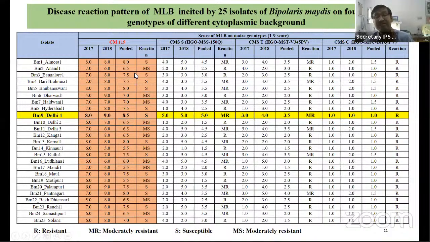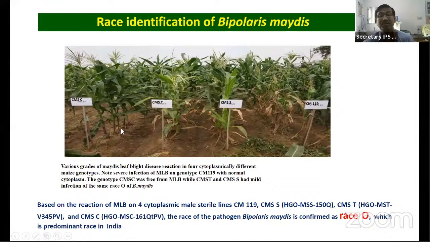And here you can see the very, very high score with respect to the 1 to 9 scale of disease score. So a very high score you will get in normal cytoplasm, that means in the case of CM119. And on the other hand, in the other cytoplasmic male sterile lines of the 3 categories, S, T, and C, there was only a little infection, and even C was remaining almost free of the disease. You can witness from these photographs. This is CMS-C, this is CMS-T, this is CMS-S, and you can see this one is heavily infested. This is normal cytoplasm possessing this inbred.